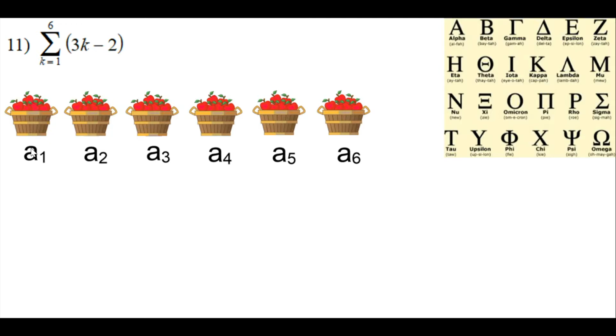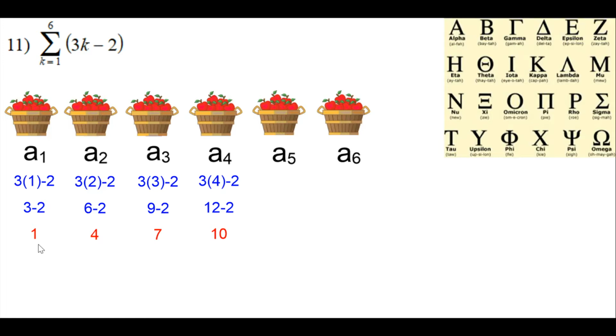All right, so think about that first term. That first term, we're going to plug in 1. And so if you plug in 1 into this k value, 3 times 1 minus 2 gives me 1. And then we're going to plug in 2, and then 3, and 4, all into that same formula, and 5, and 6. So we can plug in the numbers from 1 to 6.